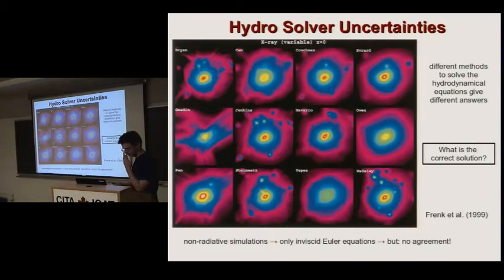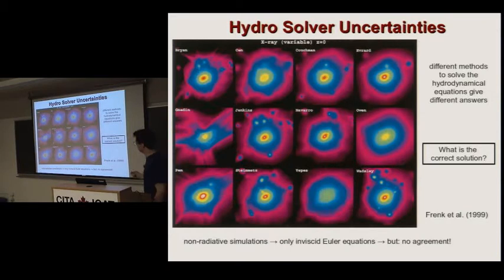Now, although this sounds pretty simple, it became clear many years ago that this is apparently not so simple. If you do the most simple calculation, just non-radiative hydrodynamics, so you take a cluster, put some gas on top of it, let it run from high redshift to redshift zero, and compare different methods of solving these equations with each other, then you get, for example, here the entropy profiles of these clusters, and you get pretty different results. That was already pointed out more than 10 years ago by Carlos Frenk and various other people. So there's apparently some problem in how to solve these equations properly.